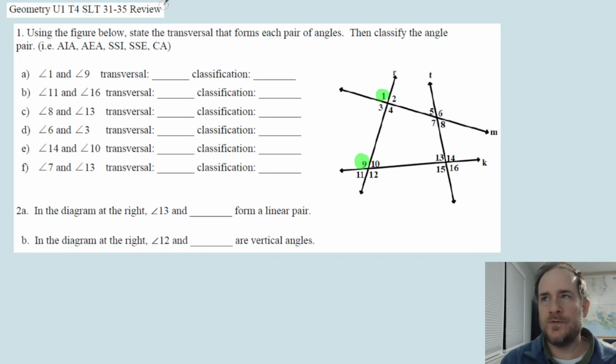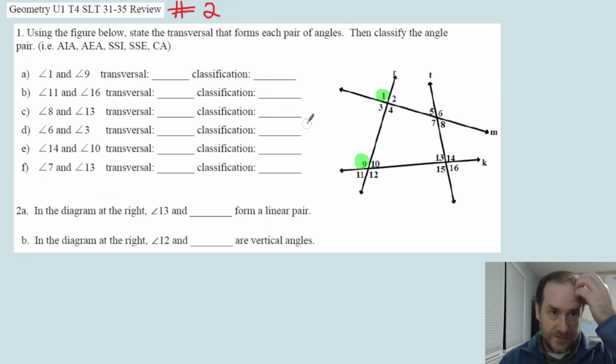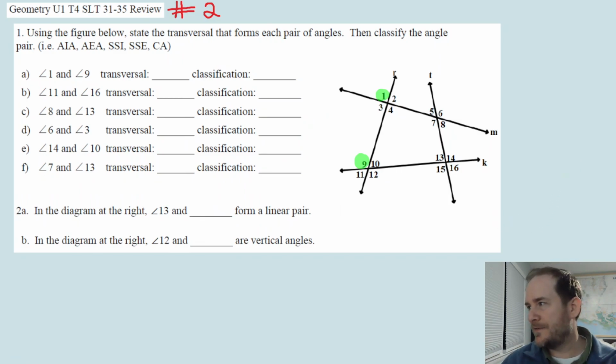This is their quiz review, but this is quiz review number 2. So make sure you're looking at the right review sheet. If you wanted help with quiz review number 1, I posted an answer key for that, but there's no video. There's just the answer key that you can check your answers against. But I figured for this one I'd give you guys video, so here goes.